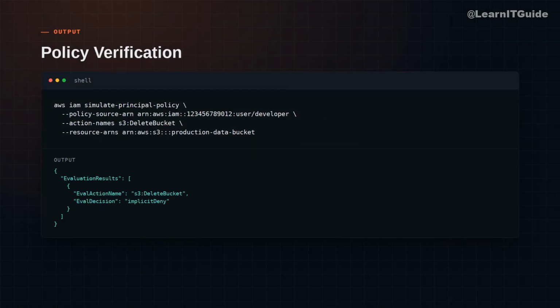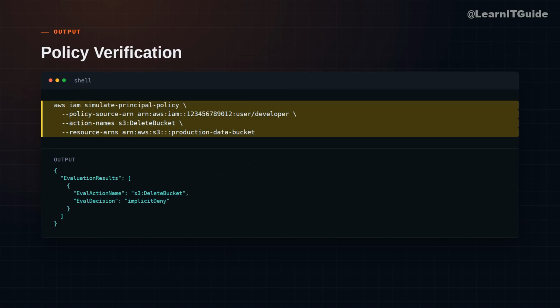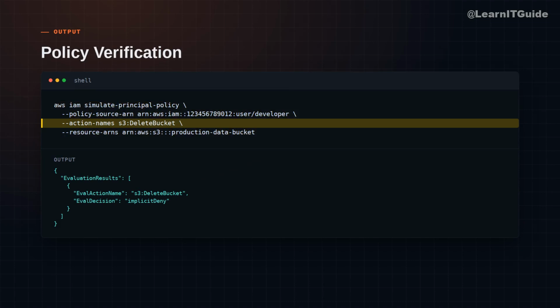To verify that our policy works, we use the IAM policy simulator. The output here shows an implicit deny for DeleteBucket. This proves that our user cannot destroy our data. This is exactly what you want to see. If you saw allowed, you would need to adjust your policy immediately. Always test your policies before attaching them to production users.